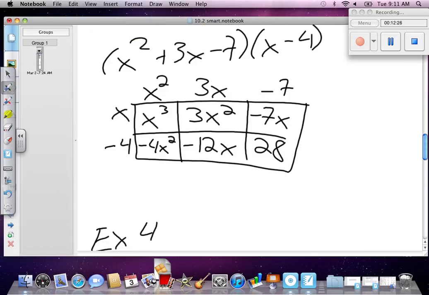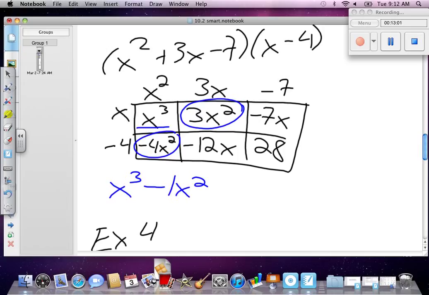Okay, now we're going to look at this box. Is there any x cubes? How many x cubes do we have? Just this one, right? There's no other x cubes inside the boxes. Okay. Are there any x squareds? There's 3x squared. Is there another one? Negative 4x squared. So what's 3x squared and negative 4x squared? Negative 1x squared. Now we're adding them. Right? When we put them into the box, we multiplied. Now that we're taking them out, we're adding.